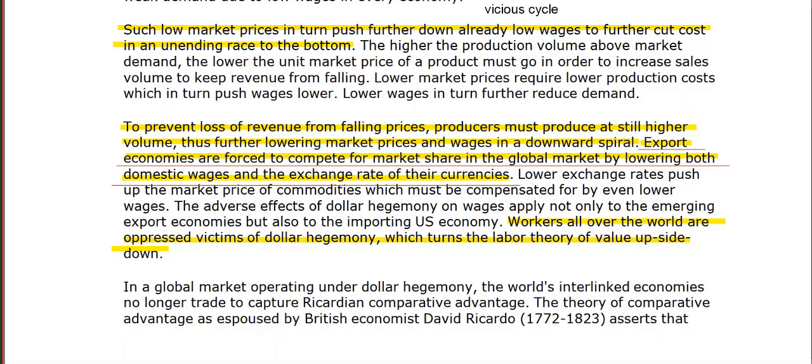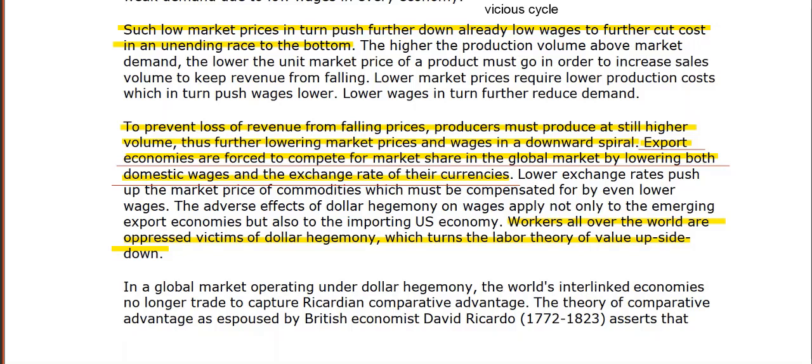because this dollar system, which the Europeans also benefit from, has ground down the rest of the world to the point where they're basically working on survival wages constantly, and not for the wages that their labor should extract. Lower exchange rates, look at this, push up the market price of commodities, which must be compensated for by even lower wages.